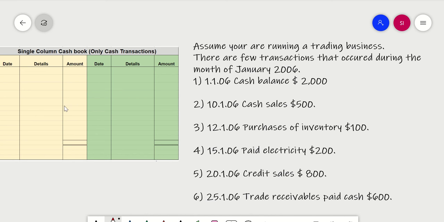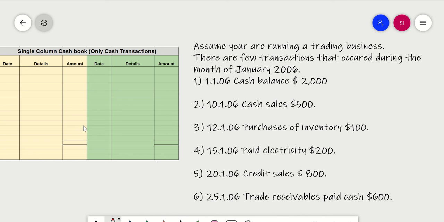Remember, we are completing a single column cash book today and only cash transactions will be considered in order to complete a single column cash book. So if you find any transactions which are not in line with any cash transactions, you simply ignore them in order to complete a single column cash book. Now, let's see whether it's a cash inflow or an outflow.